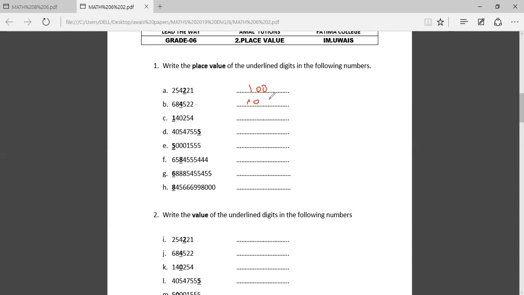Now you write down the answers for this first question, up to H. Write the answers first. Then you can compare. After that, you can check the answers. Write down the answers.